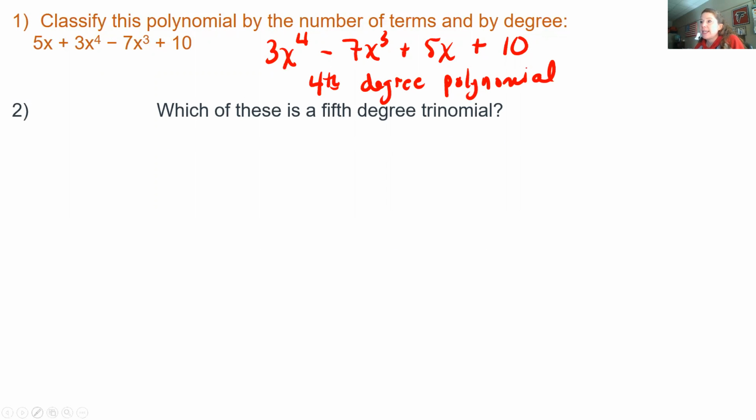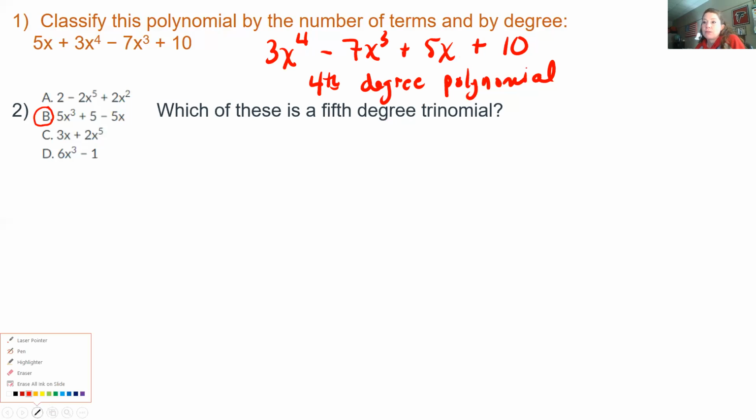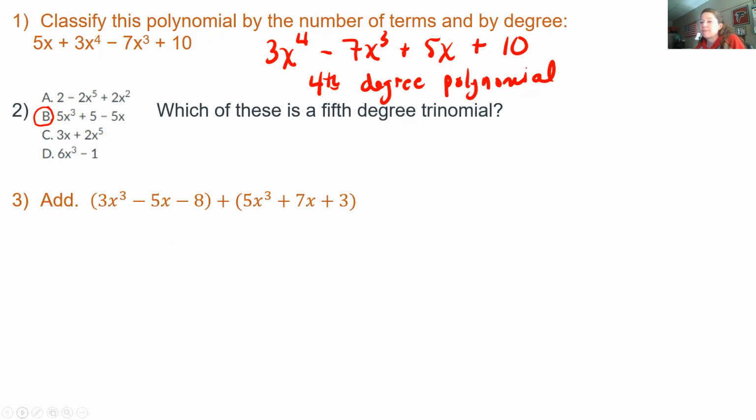Number 2. Which of these is a 5th degree trinomial? Trinomial, we're looking for 3 terms. Our biggest exponent is a 5, so it's going to be letter B. Letter B is a 5th degree trinomial. If it asks for a 5th degree binomial, that would be C.